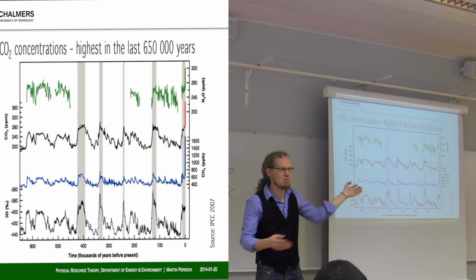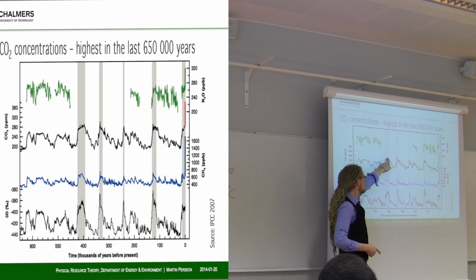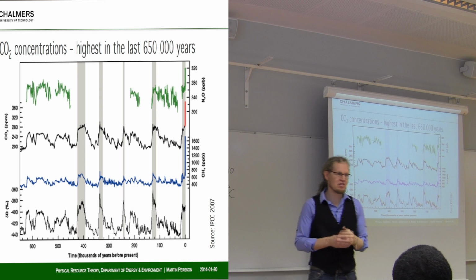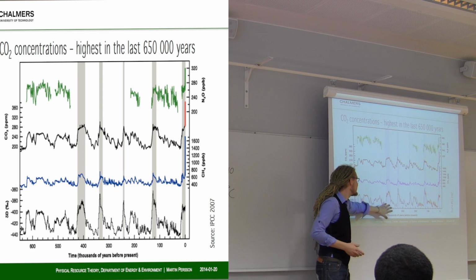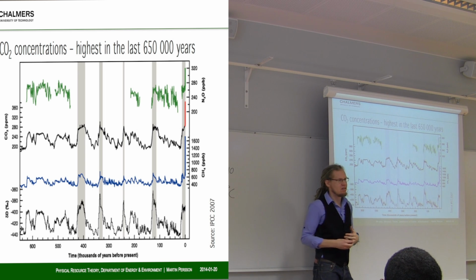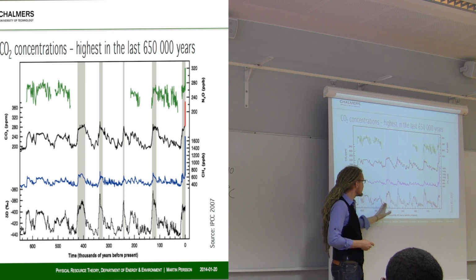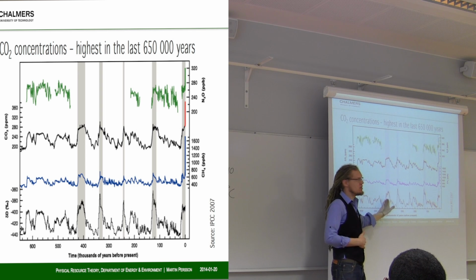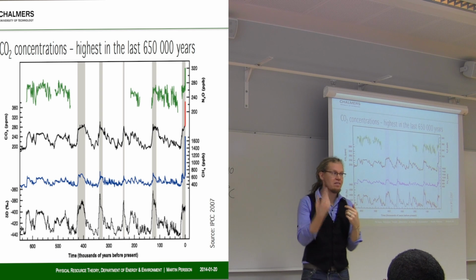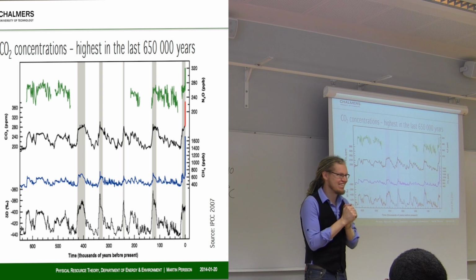Some people say simply, oh look, when the carbon dioxide goes up, then temperature goes up. But it's not that simple. This doesn't imply causality. It doesn't mean that because carbon dioxide concentration goes up, temperature goes up. Actually, if you look carefully at this, temperature starts to go up first, and then carbon dioxide concentration follows. And why is that?